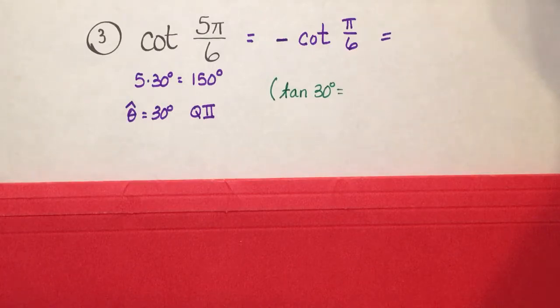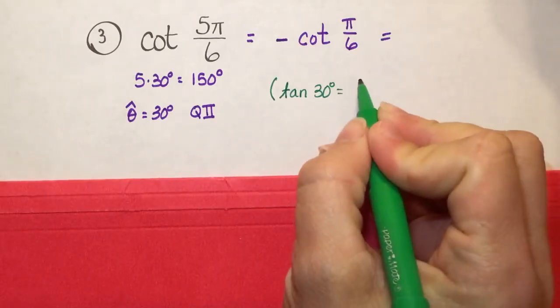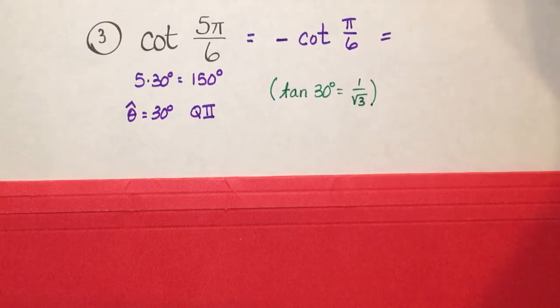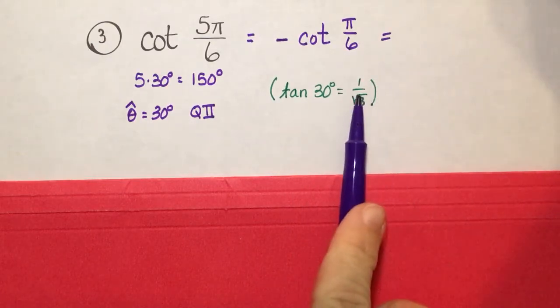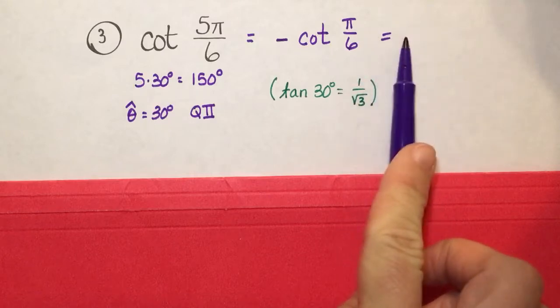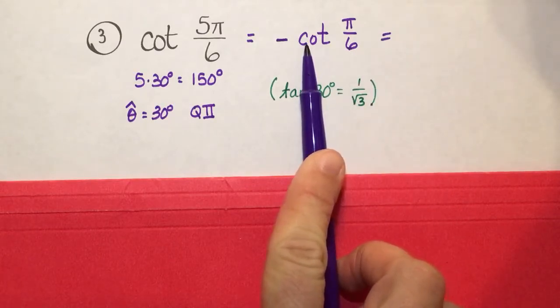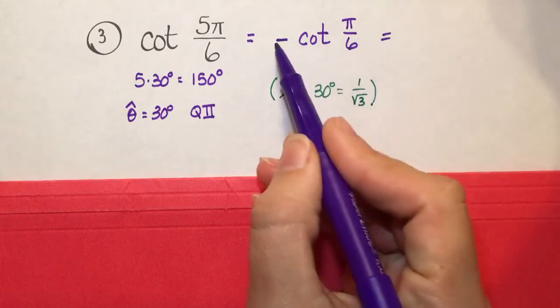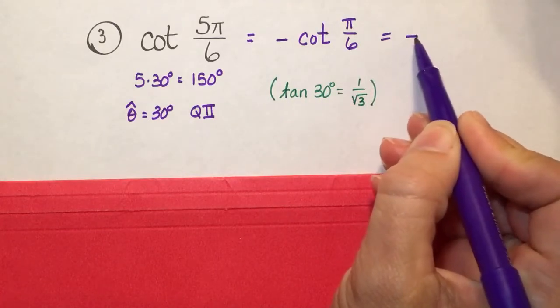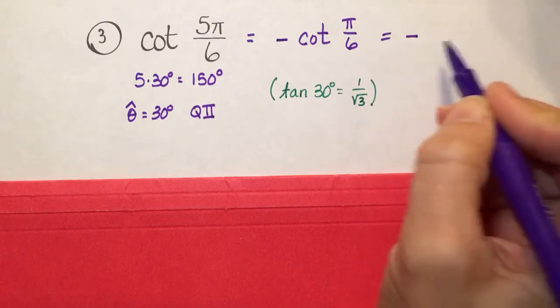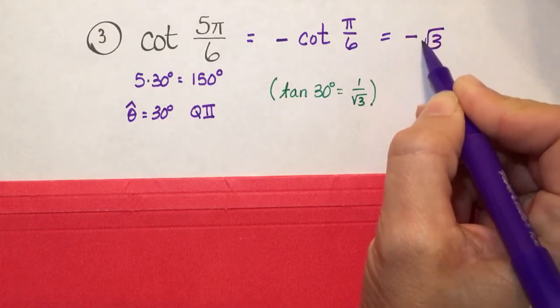So what you're going to do is recall this for tangent, and tangent 30 degrees is 1 over square root 3. So that means what you've got to do with this value when you go to answer the question here for cotangent is you've got to flip it. You've got to do the reciprocal. Now the negative, of course, is going to transfer over here onto the value. The reciprocal of 1 over square root 3, of course, would just be square root 3.